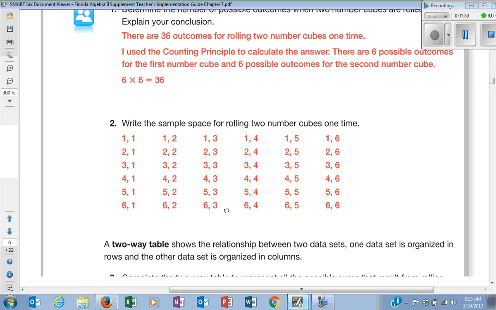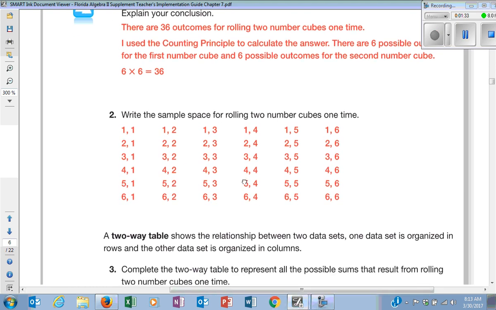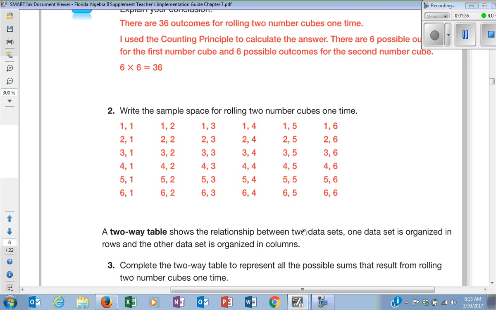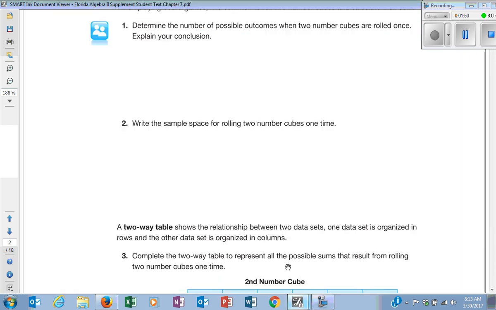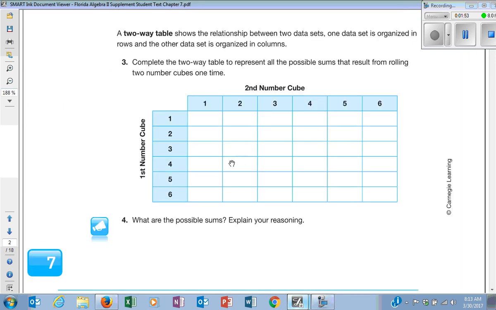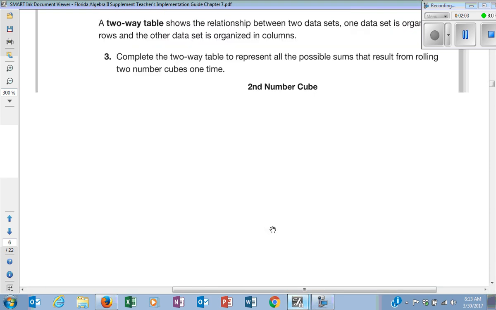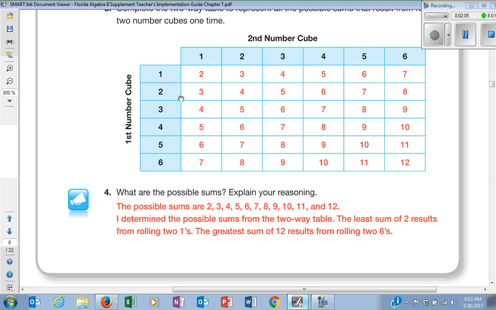Yes? Now, a two-way table shows the relationship between 2 data sets. One data set is organized in rows, and the other is organized in columns. It says complete the two-way table representing all the possible sums. So what's going to be going in these boxes? What's going to go here? 2. What's going to go here? You with me? And you could fill this whole thing in, and if you did, it would look something like this.